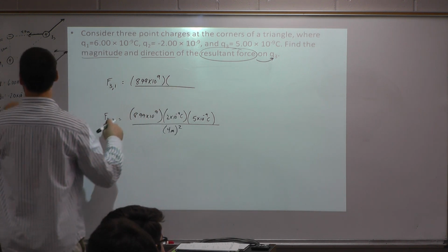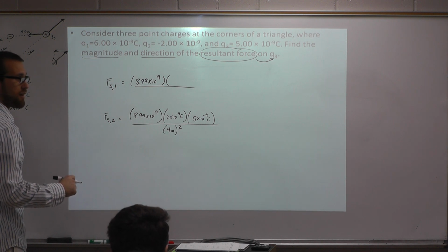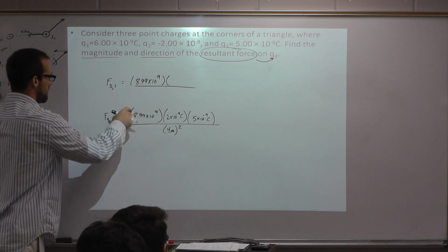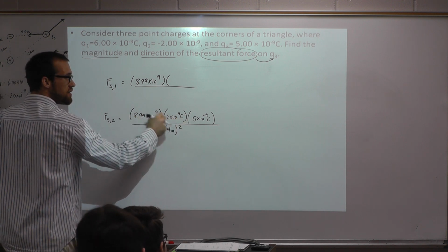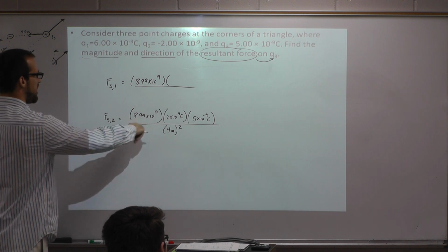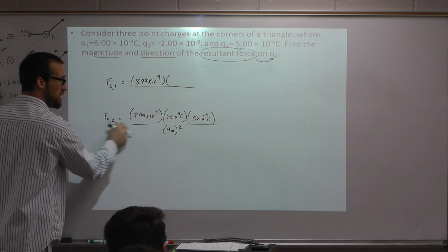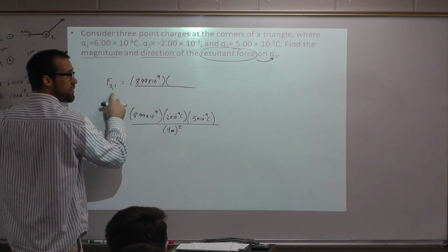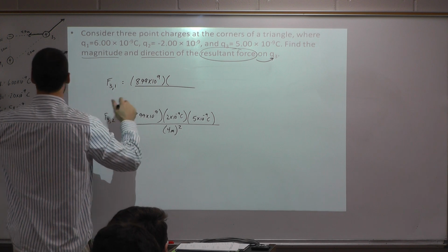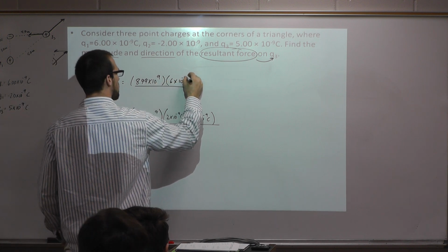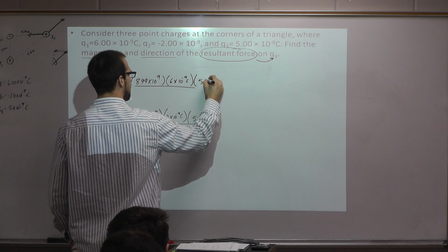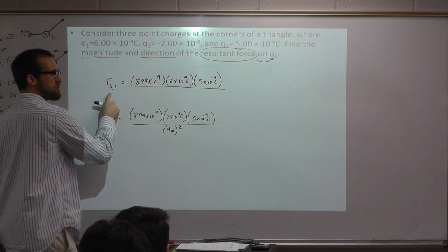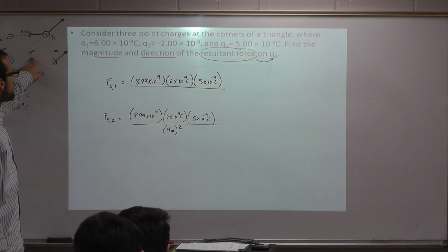Okay, let's do the top one, 1 and 3. That's where the 6 and the 5 are. So what Autumn pointed out is I put the wrong charge in here. I put in 2 instead of 1. I needed to put 1 and 3 in here because we're talking about 1 and 3 here. Okay, and since we're talking about 1 and 3, I need to put the distance between 1 and 3, which is 5.